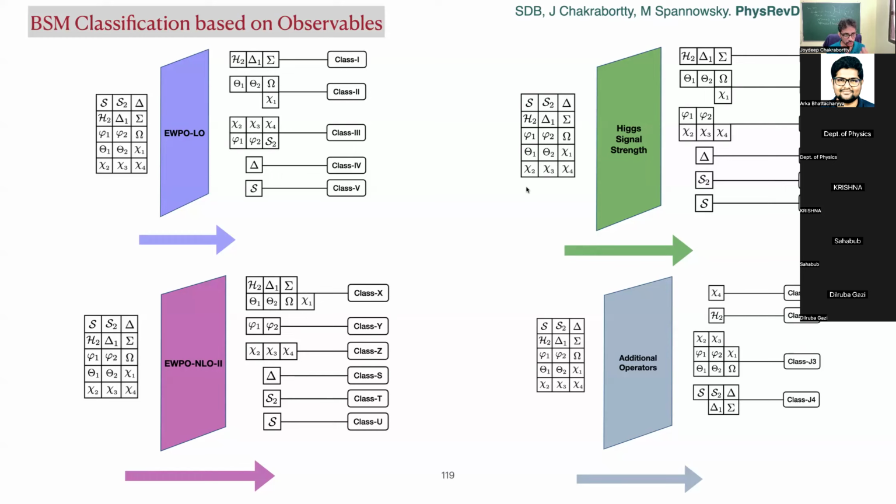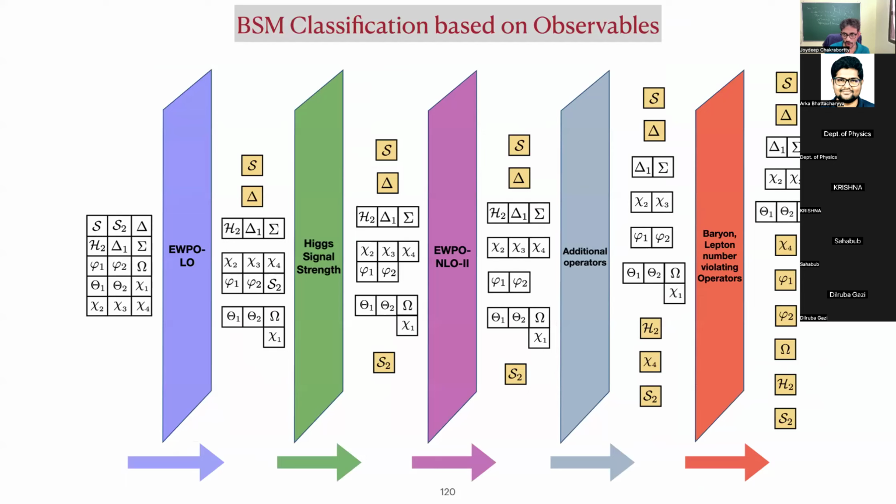That means we switch on in our analysis all the electroweak precision data up to next-to-leading order, and the Higgs signal strength and some others. Okay, one by one, and let's see what it tells us. So now what we are doing, we are switching these on one by one. So now we start with these 15 models.